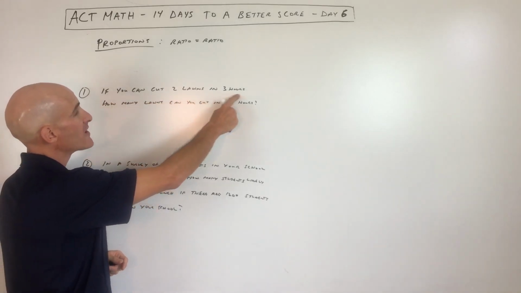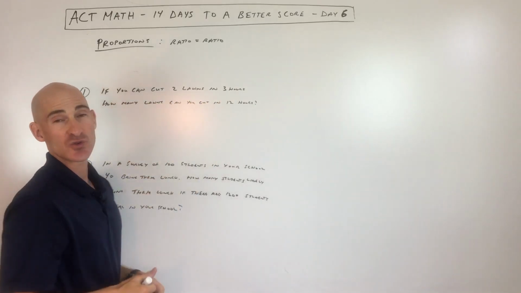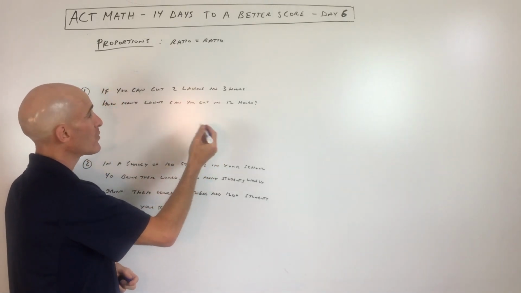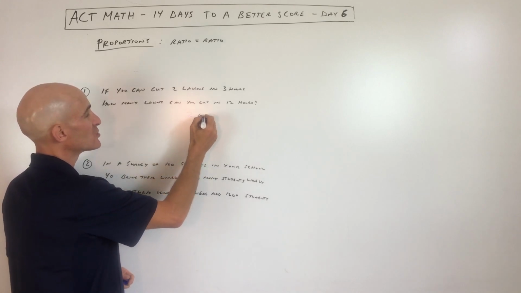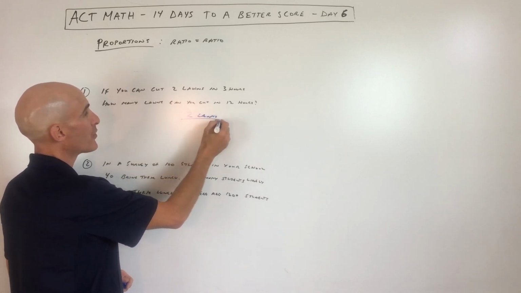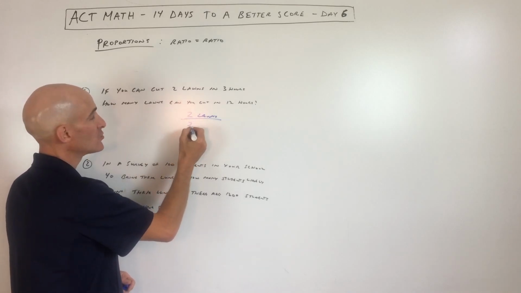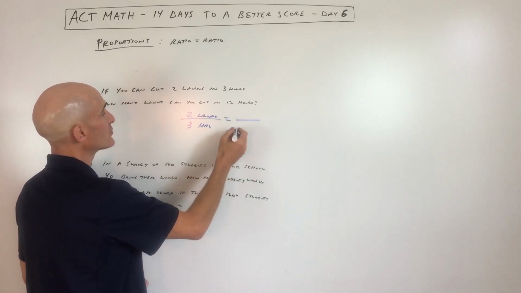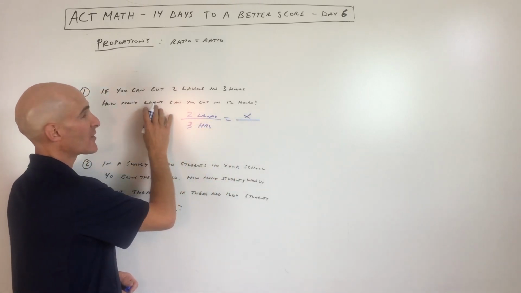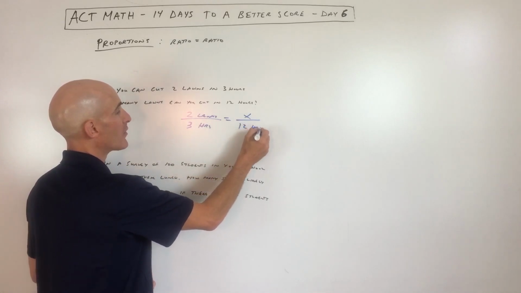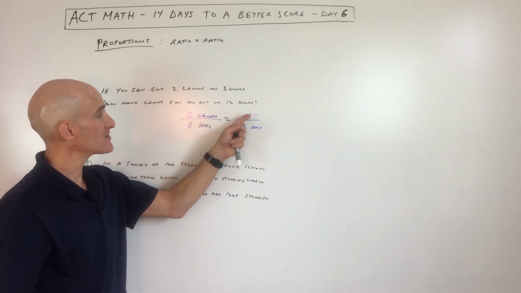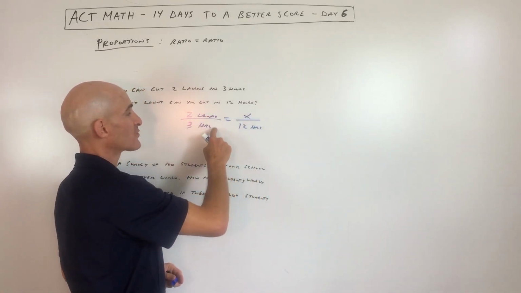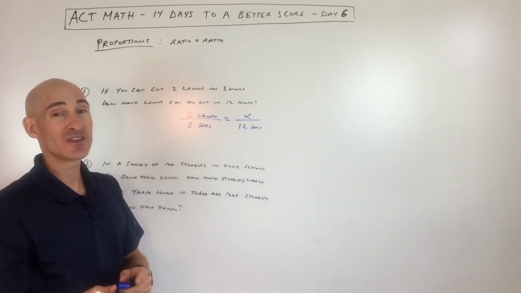If you can cut 2 lawns in 3 hours, how many lawns can you cut in 12 hours? Some of these you can just figure out in your mind, but to keep it simple and to avoid making mistakes, let's do it like this. 2 lawns per just means divided by. 2 lawns divided by, or per, 3 hours is equal to x, because we don't know how many lawns, per 12 hours. Notice I have lawns in the numerator, hours in the denominator. You don't want to switch these and say lawns per hour on one side and hours per lawn on the other. You would get the incorrect answer.